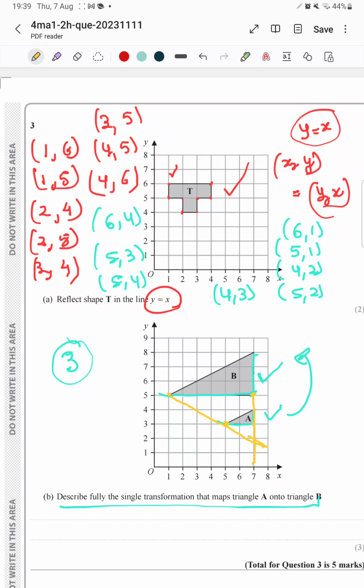You have to do this extension with the help of a ruler. So I am going to get this point, and this point is (7, 2). So this is the center of enlargement. And if you see both the shapes A and B, they are both on the same side of the center of enlargement. So this is a positive scale factor.